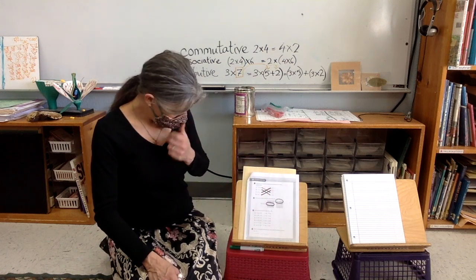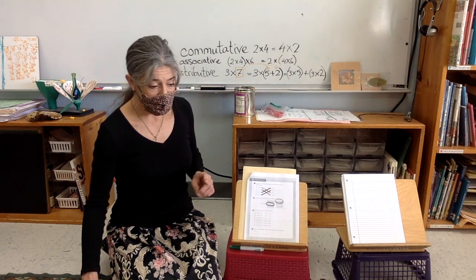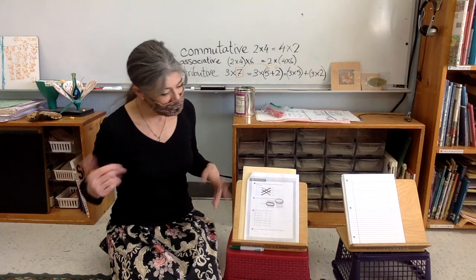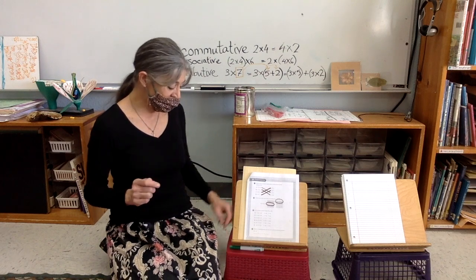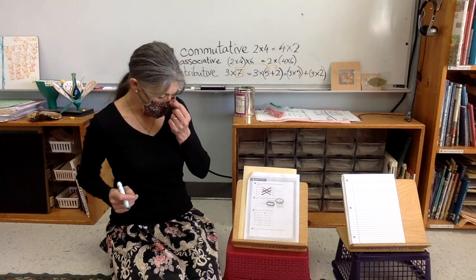Okay, number 3. Is the product correct? Select yes or no. 7 times 8 is 56. Well, actually, yeah, we already said that a couple times on the other page. So that's a yes. Next one. 9 times 6 is 54.